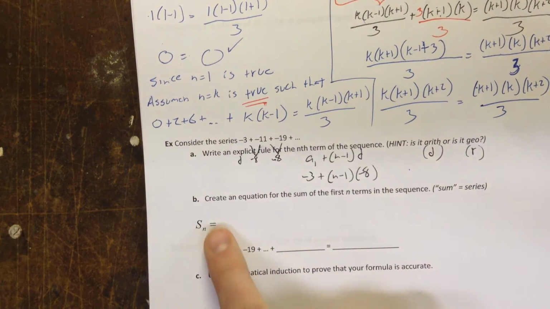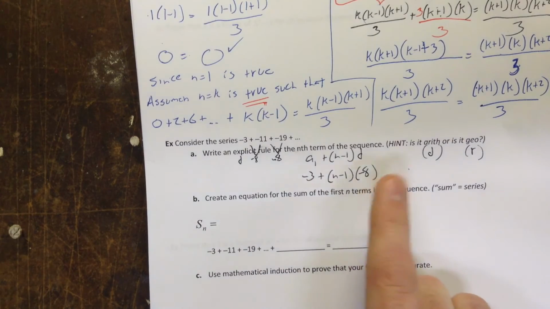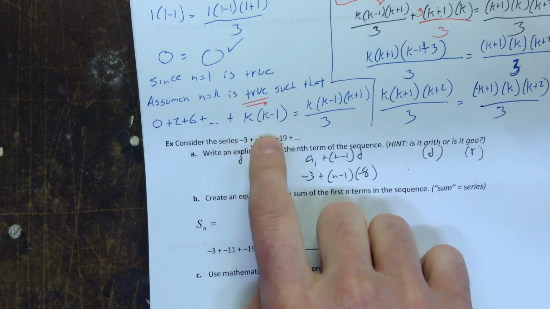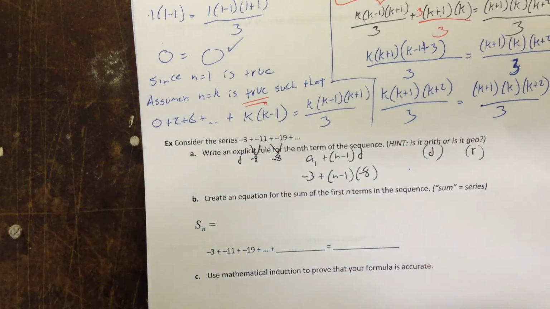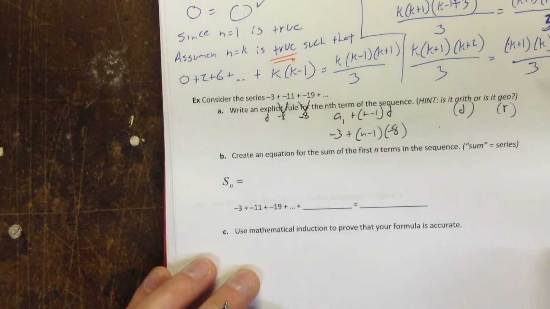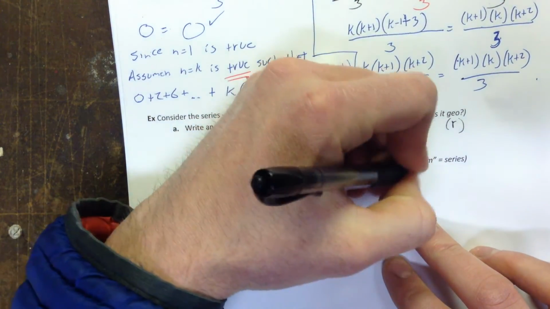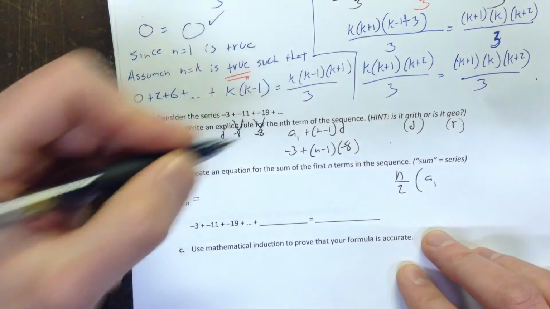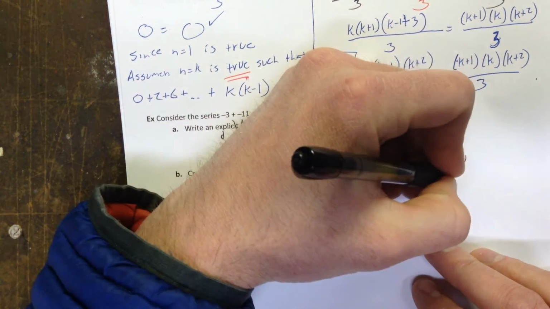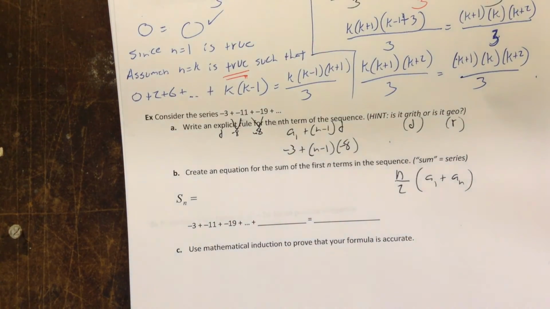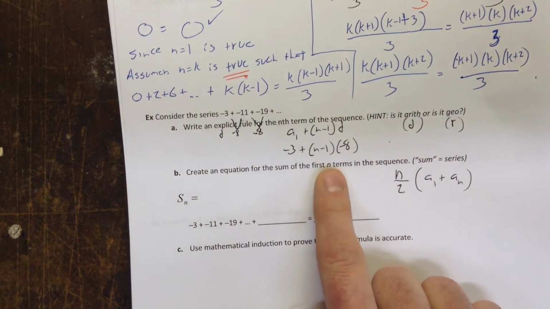Next part, it says create an equation for the sum of the first n terms. So for our sum formula, we're talking about adding these terms together. Now we have an arithmetic sum formula as well. And that sum formula looks like this. It's going to be n over 2 times (a1, your first term, plus an, your last term). So now this one's going to get a little bit of a twist. So we're adding up n terms right here.